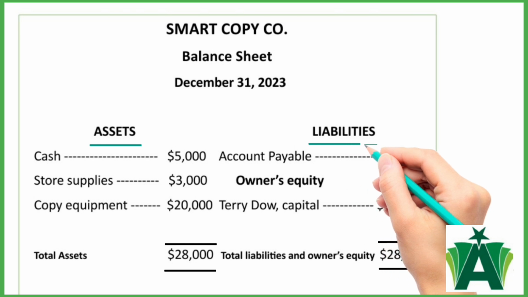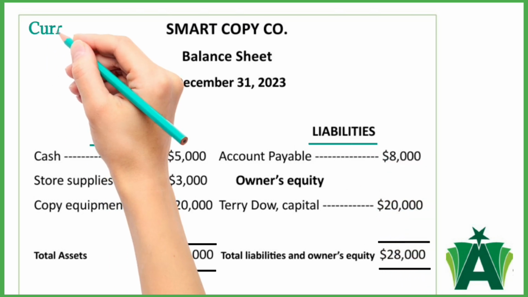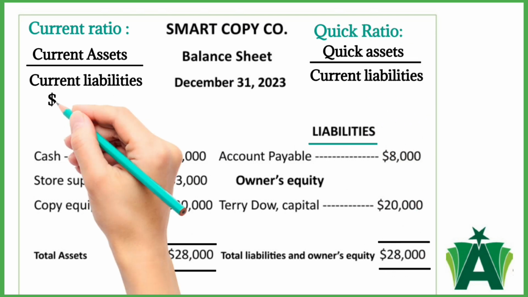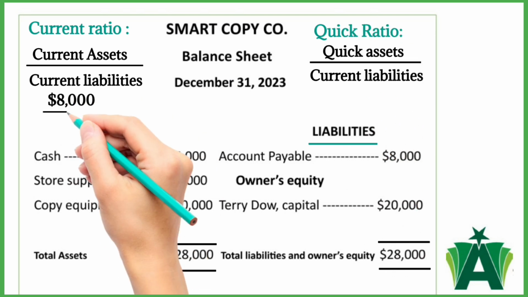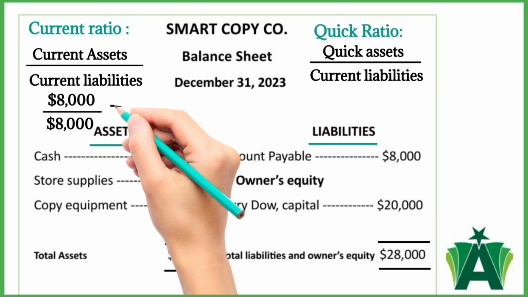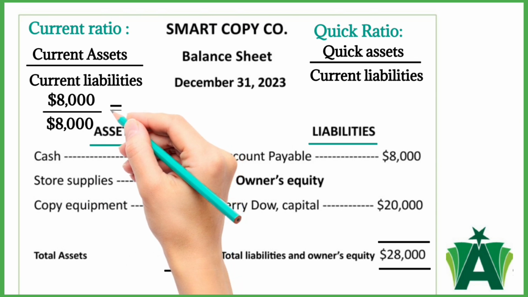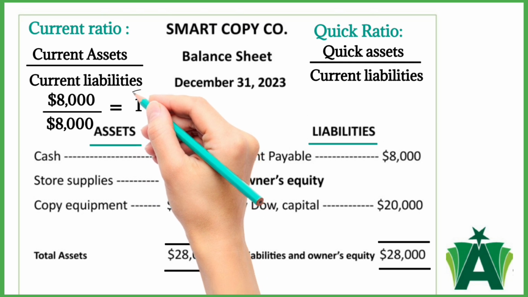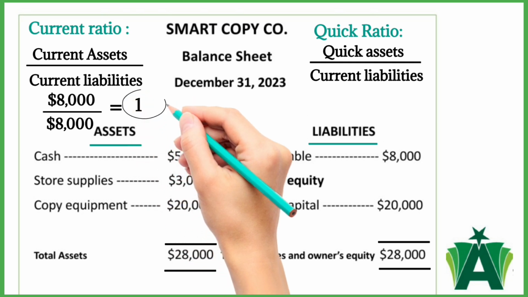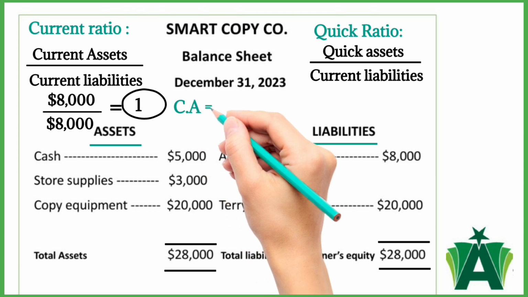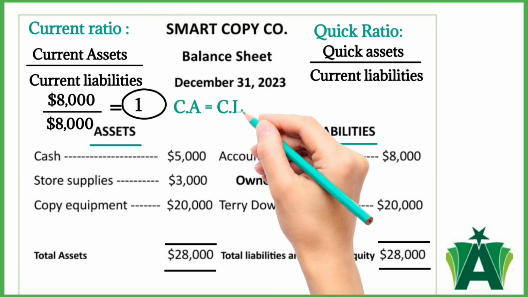Now we measure the short-term solvency position of the Smart Copy Company through the current ratio and the quick ratio. These are financial metrics used to assess a company's short-term liquidity. The company's current assets are $8,000, and total current liabilities are also $8,000. Now we find the current ratio is 1. It indicates that current assets are exactly equal to its current liabilities.